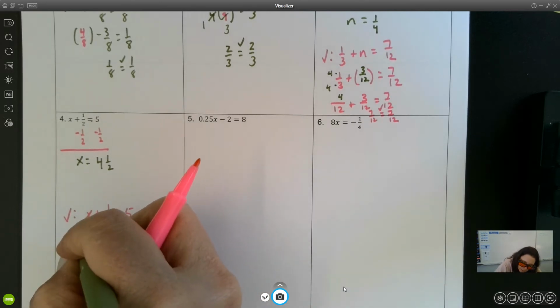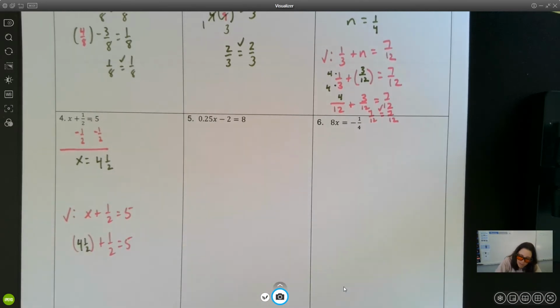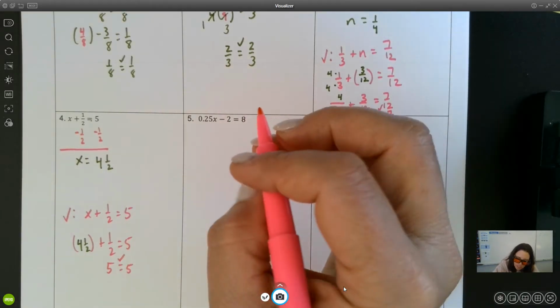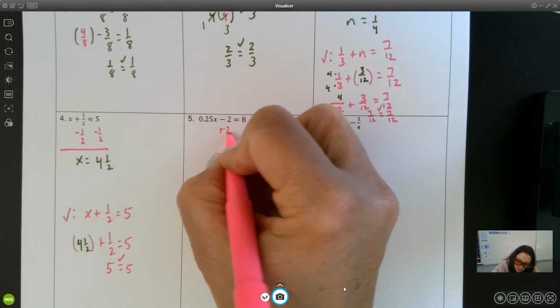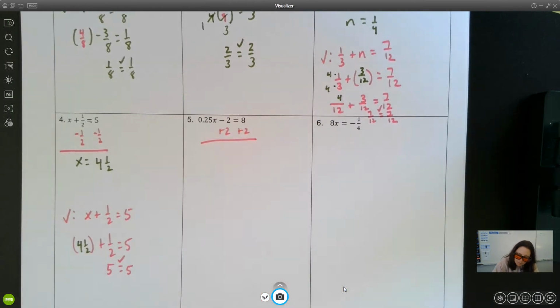4.5 is going in here. 4.5 plus a half, that is 5. 5 equals 5. All righty, bringing on some decimals. Get rid of that 2. Add 2 to both sides.